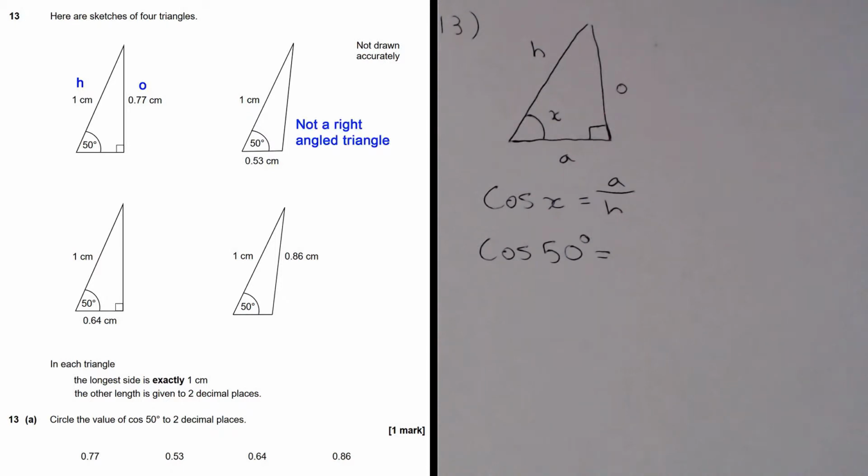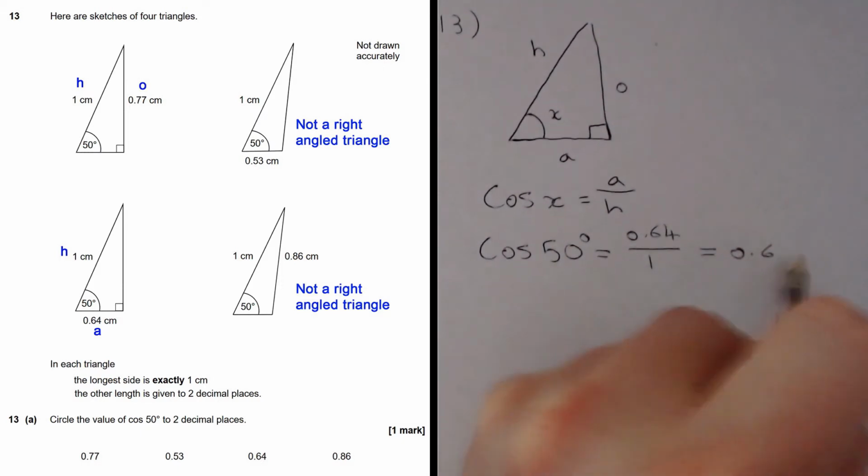So if we look to the right, we can see that that's not a right angled triangle, so let's forget that as well. If we look at the bottom left one, that is a right angled triangle. We are given a hypotenuse and we are given an adjacent. That's exactly what we want. Finally, the bottom right triangle is also not a right angled triangle. So if we look at the bottom left one, we can see that the adjacent is 0.64 and the hypotenuse is 1. So cos 50 is 0.64 divided by 1, which is 0.64.